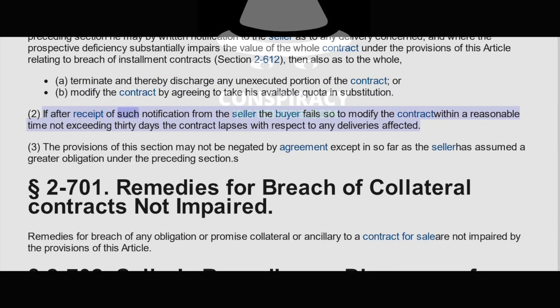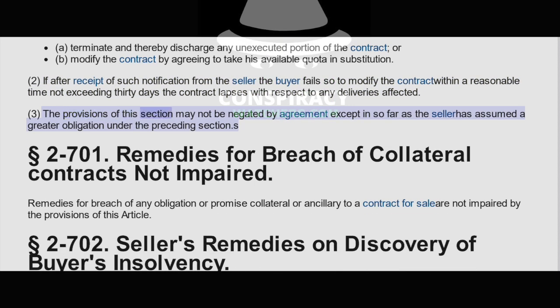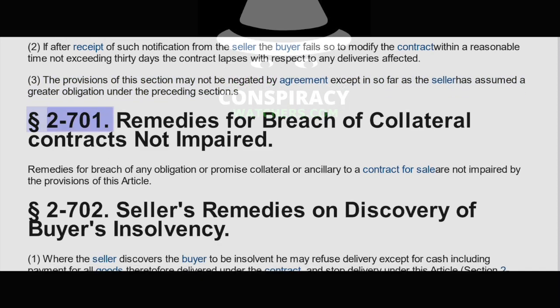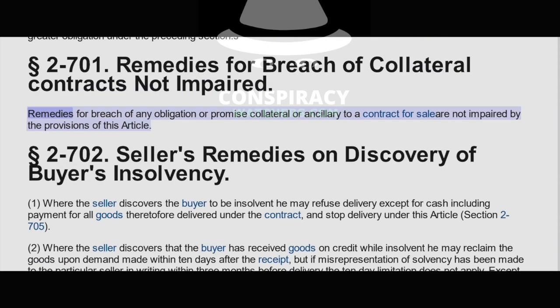If after receipt of such notification from the seller the buyer fails so to modify the contract within a reasonable time not exceeding 30 days, the contract lapses with respect to any deliveries affected. The provisions of this section may not be negated by agreement except in so far as the seller has assumed a greater obligation under the preceding section. Section 2-701. Remedies for breach of collateral contracts not impaired. Remedies for breach of any obligation or promise collateral or ancillary to a contract for sale are not impaired by the provisions of this article.